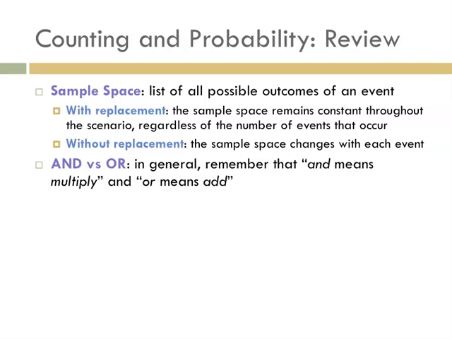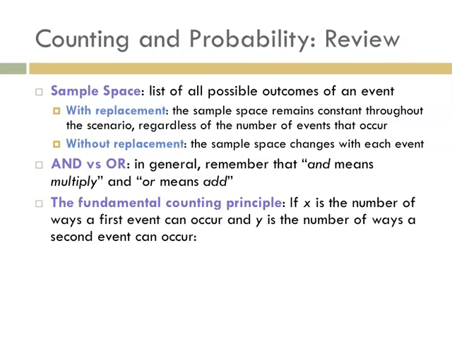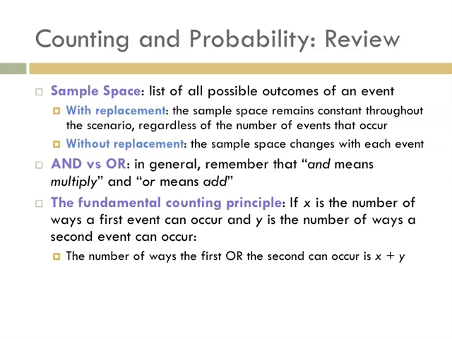Okay, and then the fundamental counting principle. If x is the number of ways a first event can occur, and y is the number of ways a second event can occur, and this is really just applying the and versus or concept here. So the number of ways the first or the second event can occur is going to be x plus y. See, it's or, and you add. And the number of ways the first and the second can occur is going to be x times y. So, and means multiply. If you can remember those two things, that will actually take you pretty far in terms of what we're going to be doing today.